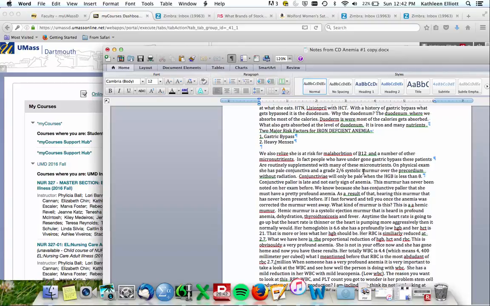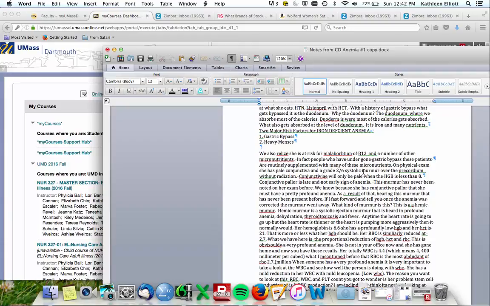pericardium without radiation. Her conjunctiva will only be pale when the hemoglobin is less than 8. Conjunctival pallor is a late and not early sign of anemia. This murmur has not been noted on her exam before. We know because she has conjunctival pallor that she must have a pretty profound anemia. As a result of that, hearing this murmur that has never been heard before on exam, let's fast forward and tell you once the anemia was corrected, the murmur went away.